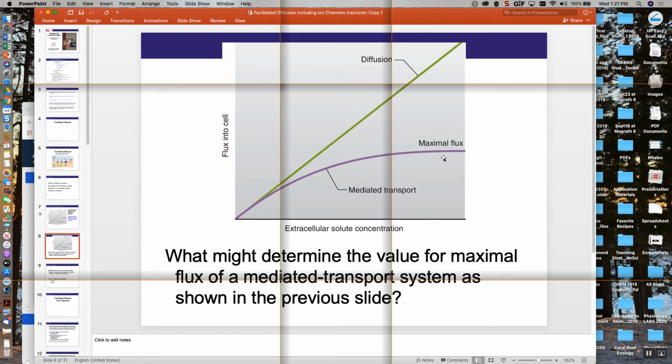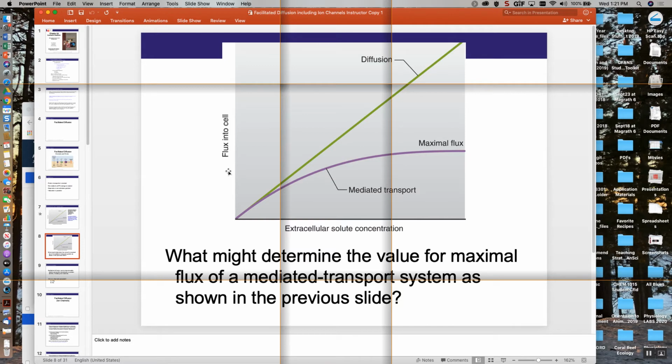Why is there a max flux? Why isn't it unlimited like passive diffusion? Why do you get to the point where you actually can't exceed this maximum flux into the cell? Yeah? That's exactly right. Okay, so number one, you only have a finite number of channels or transporters. And if all of them have a molecule attached to them or have a molecule inside that pore region, then you could reach your maximum flux. Okay, so the number of channels and transporters are important.